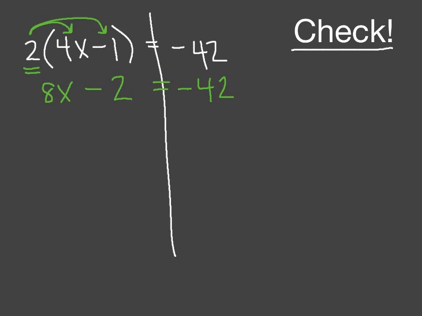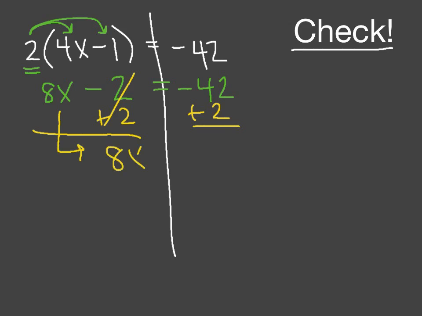So I'm going to start with the number that's furthest away from my x, which would be my minus 2. The inverse of minus 2 is plus 2. And I'm going to do that to both sides of my equation. So my minus 2 cancels out. Bring down my 8x, which is left over. Negative 42 plus 2 is negative 40.